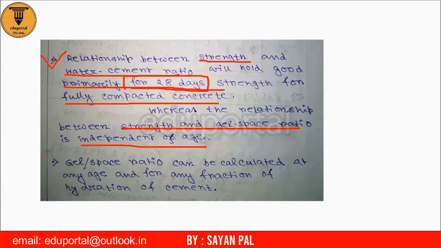Okay, this is one advantage, and another is that gel space ratio can be calculated at any age, and for any fraction of hydration of cement. So these two are the advantages of gel space ratio. That is, one, it is independent of age, and second, it can be determined for any fraction of hydration of cement.